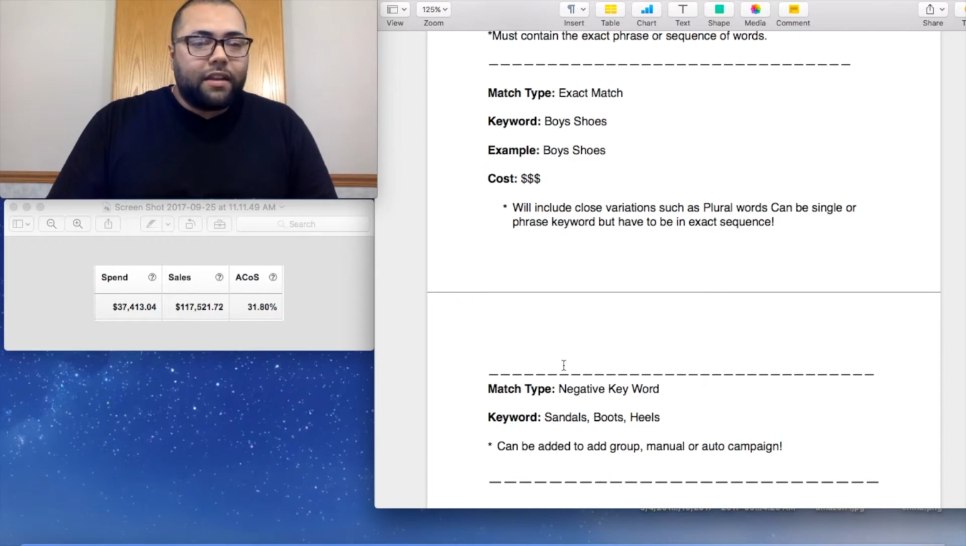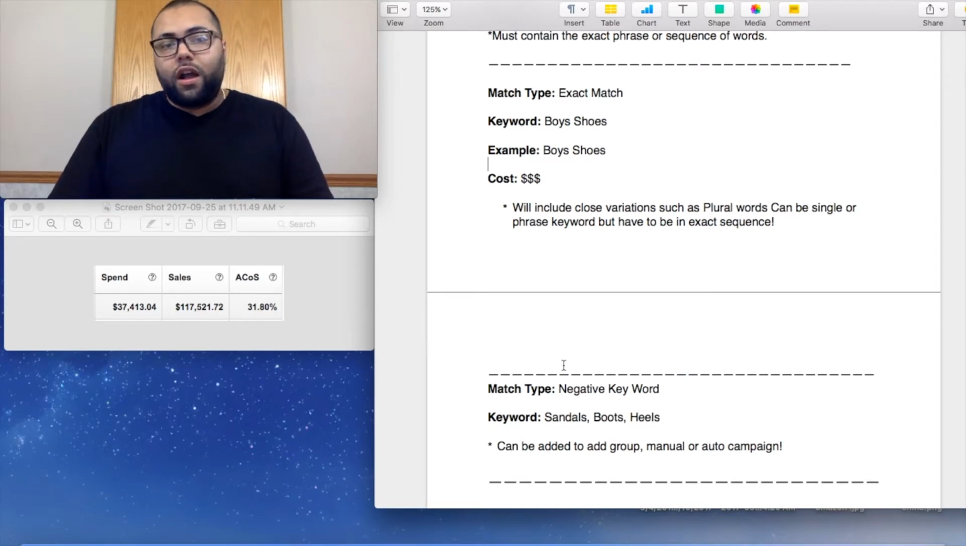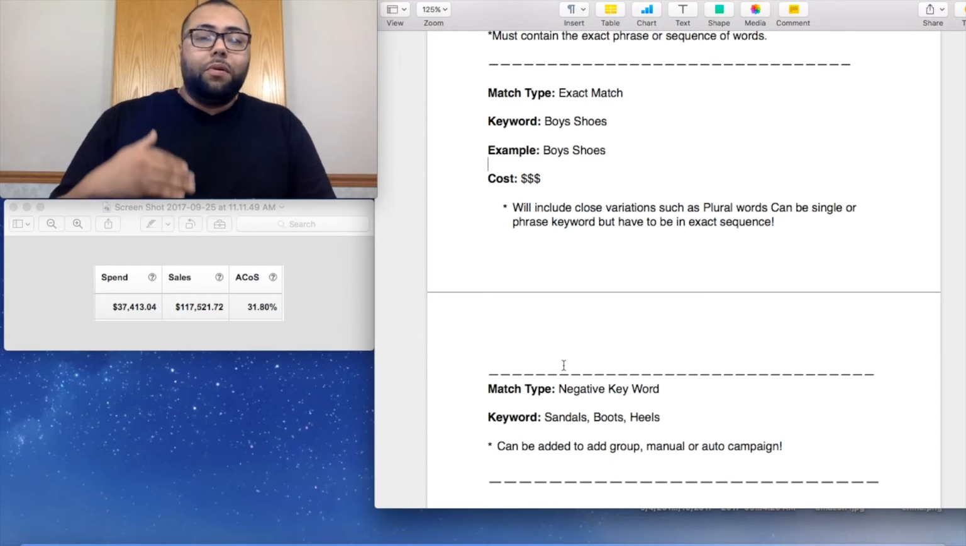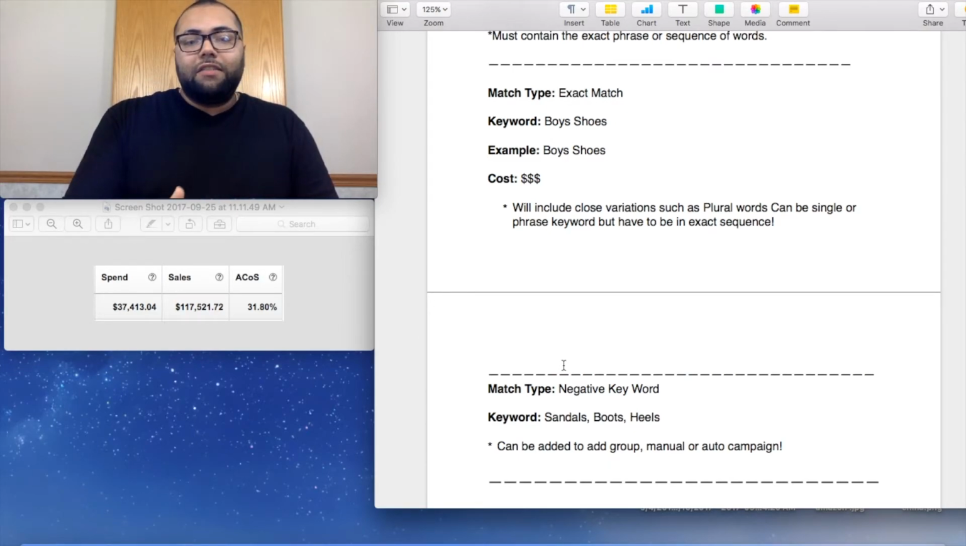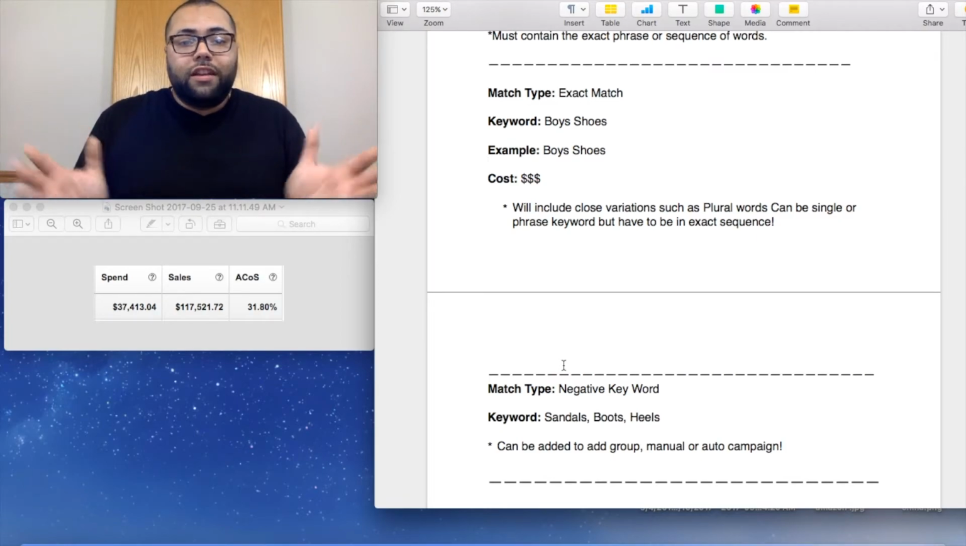If you don't know what a negative keyword is, or you don't know one that is relevant to your niche or your product, then don't start off with one, because you can negatively impact and lose money. If you put the wrong negative keyword, like shoes, and you're trying to sell basketball shoes, then you're going to get no impressions and no sales.